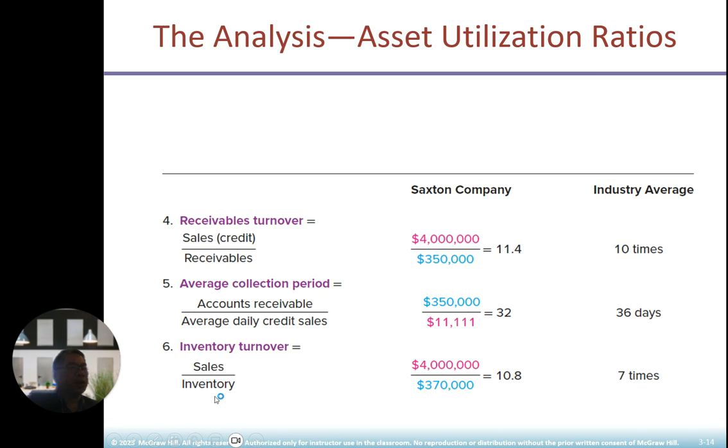Inventory turnover is sales divided by inventory. You've got 4 million sales. Inventory is 370, which is 10.8, which means it's good compared to 7 times.